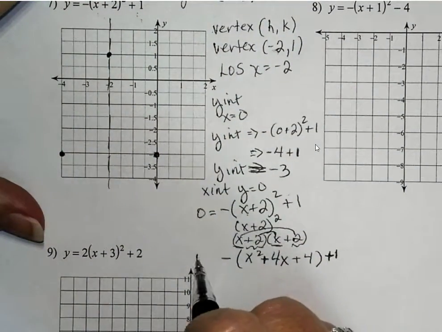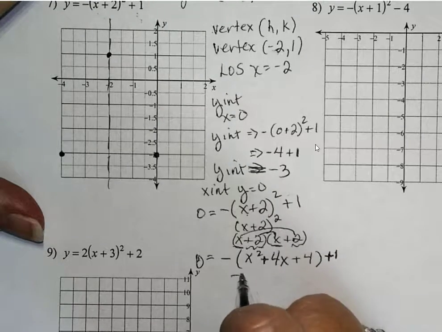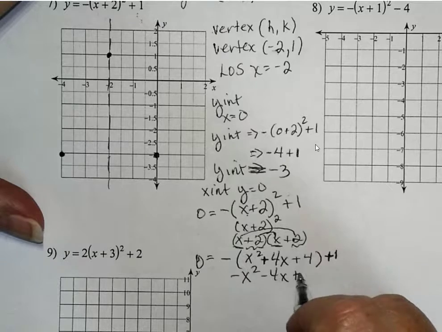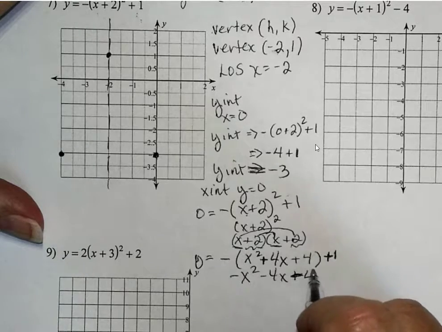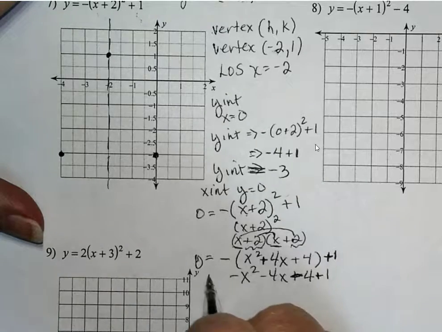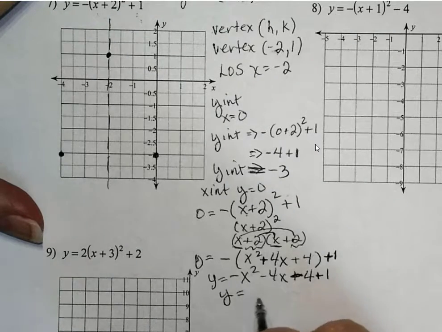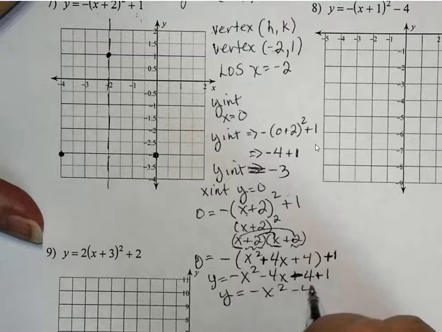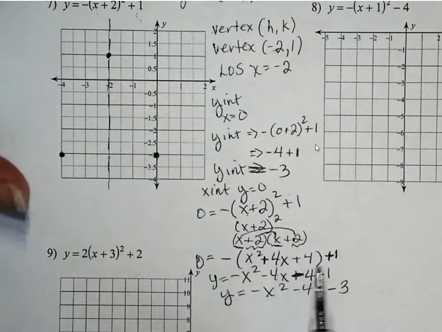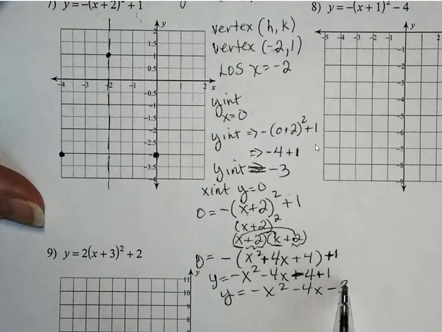Okay, so if I take the opposite of this, I'm going to have the opposite of x squared minus 4x minus 4. I'm sorry, minus 4. I'm taking the opposite. And then plus 1 there at the end. So I'm going to have y equals the opposite of x squared minus 4x minus 3. So this is the other way to find the y-intercept, right?